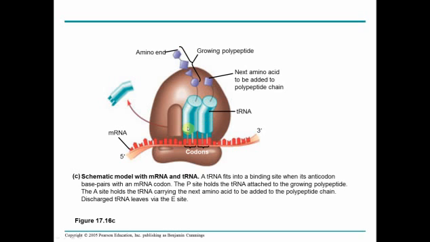This tRNA will shift over to the P site. This one will now have no amino acids attached to it. It'll shift to the E site, as you see here coming off, and a new one will enter into the A site to continue the process.